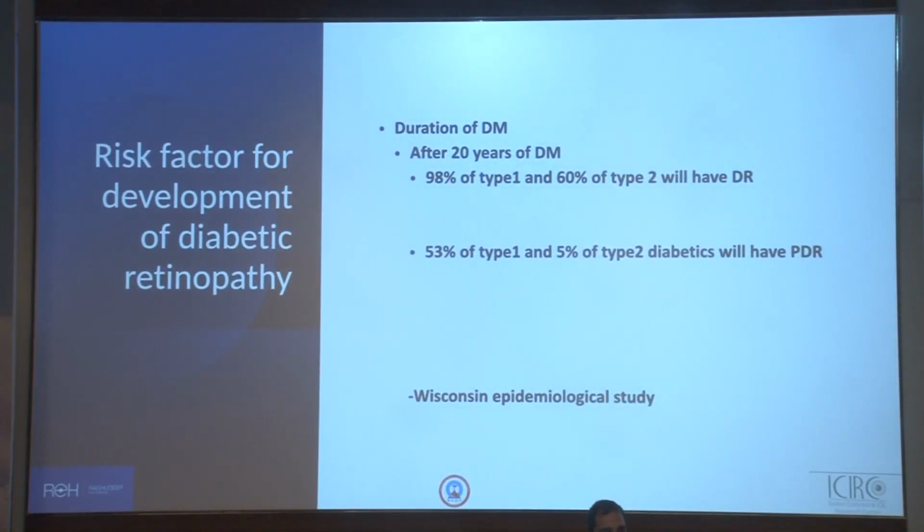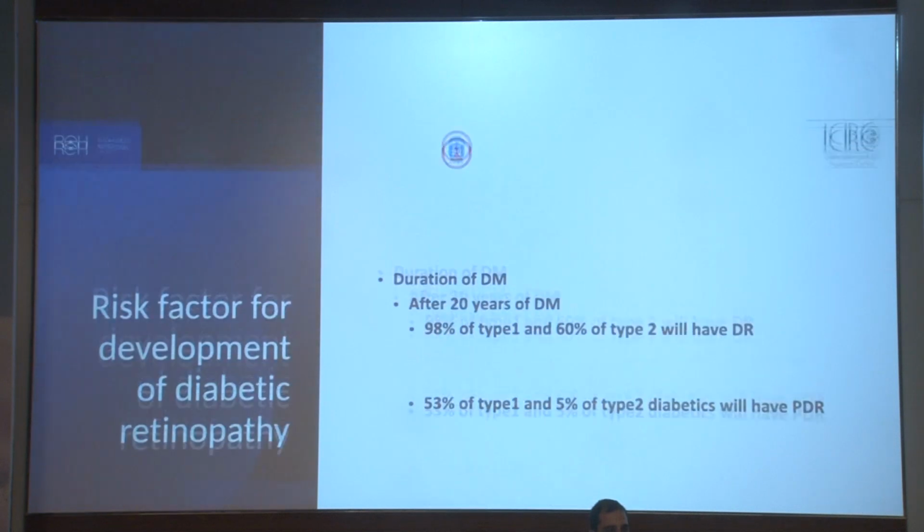98% of type 1 diabetics and 60% of type 2 diabetics will have some kind of diabetic retinopathy, and more than 50% of type 1 will have proliferative eye disease. So it is very important when you take a history of the patient to know whether the patient is a type 2 diabetic or a type 1 diabetic.